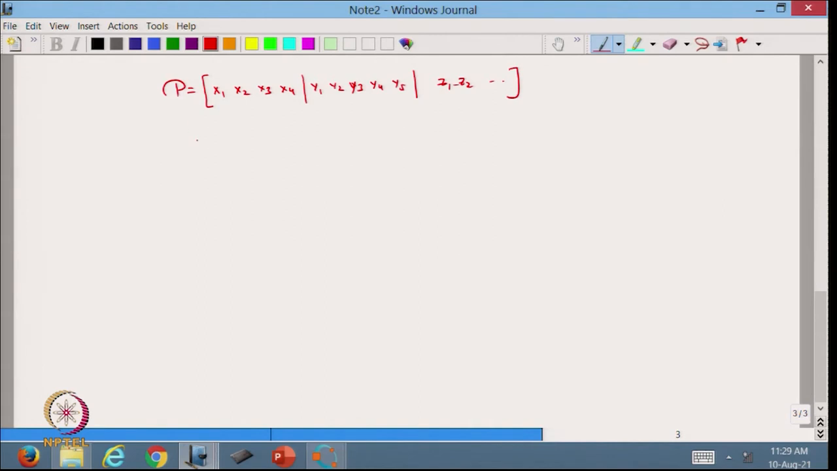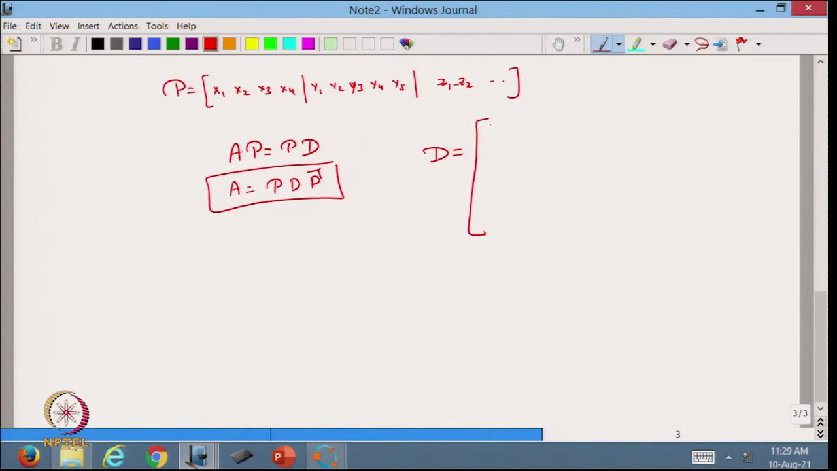So I can define its inverse P inverse, and from there I can write AP equal to PD, so A equals P D P inverse, where D is my diagonal matrix which has the eigenvalues on the diagonal: lambda 1, lambda 1, lambda 1, lambda 1, then lambda 2, lambda 2, like this, and all other elements are 0. This way I can say that my matrix A is diagonalizable.